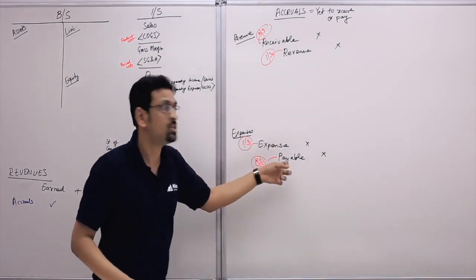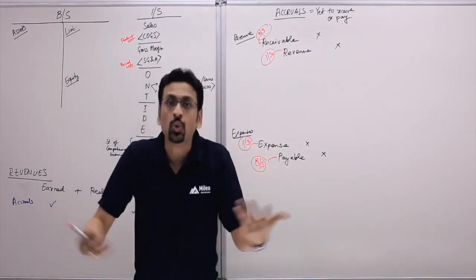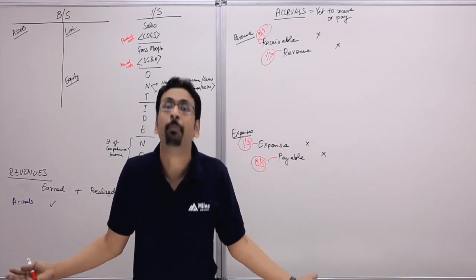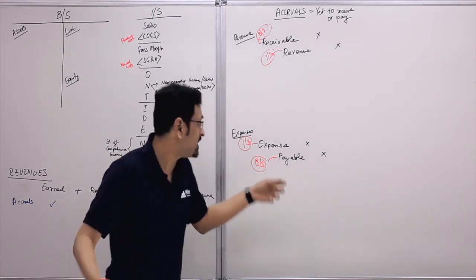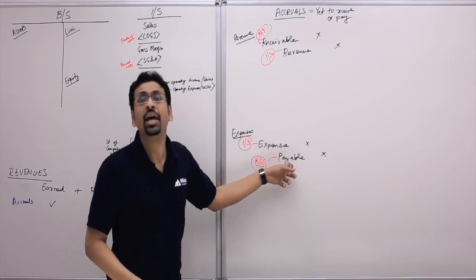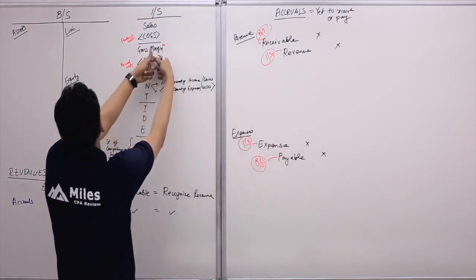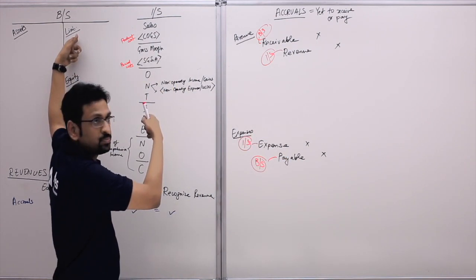Again, expense to payable. Let's say I have used the building for this year. I haven't yet paid out the rent for this building. What's an expense? Rent expense. What's payable? Rent payable. Rent expense goes in here. Rent payable goes into the balance sheet.